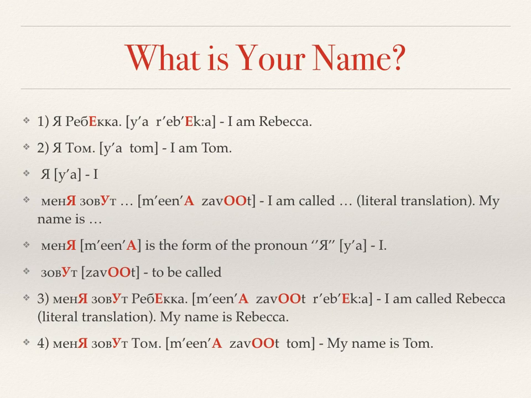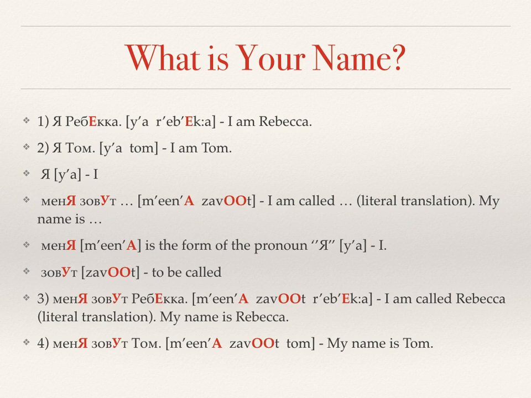What is your name? There are two ways of saying your name. The first one is very close to the English construction, except one thing. The verb to be is omitted in the Russian variant. Number 1. Я Rebecca. I am Rebecca. Number 2. Я Tom. I am Tom. The pronoun я is translated as I.